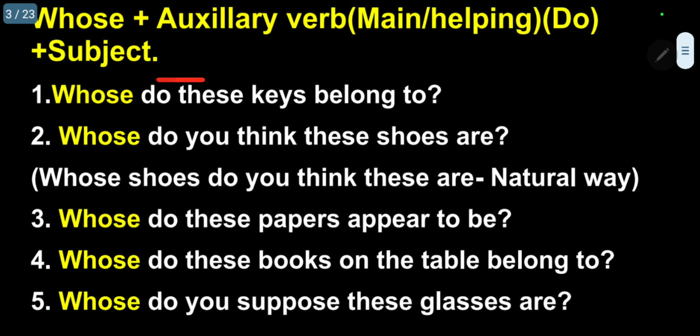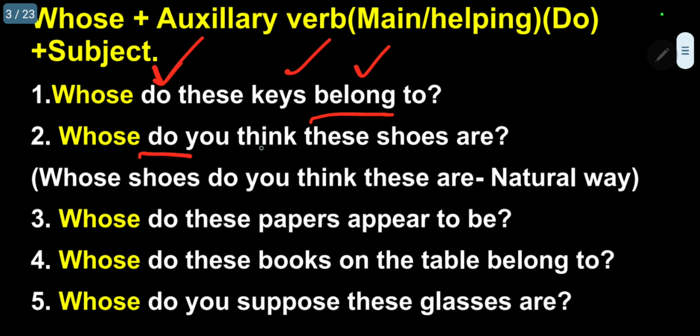Here, whose do these keys belong to? Whose do these keys belong to? That means, இந்த சாவிகள் யாருக்கு சொந்தமானவை? யாருடையது? So here belong is the main verb, do is the auxiliary.